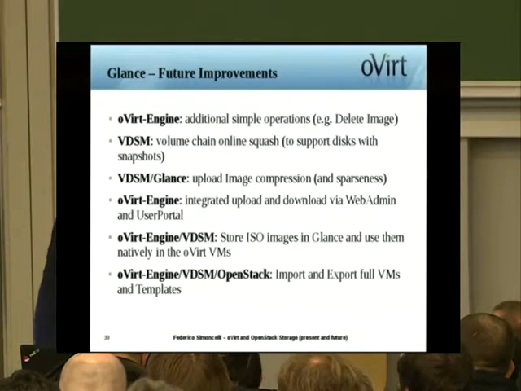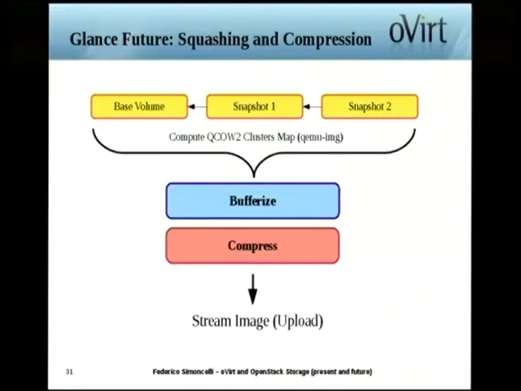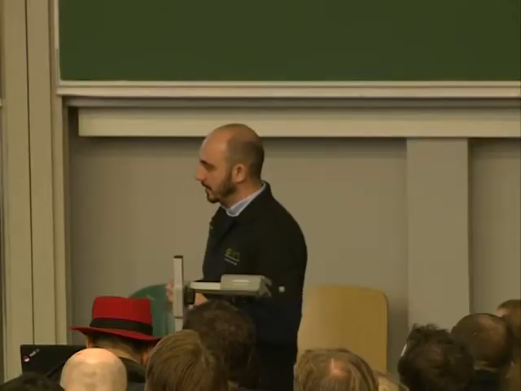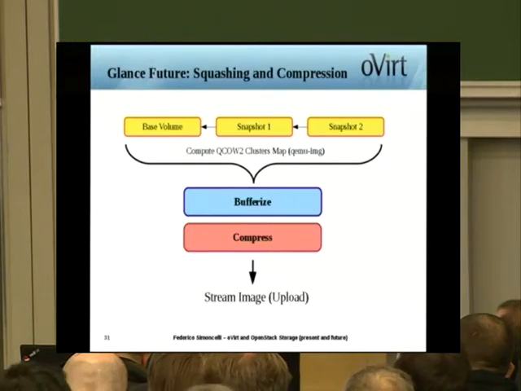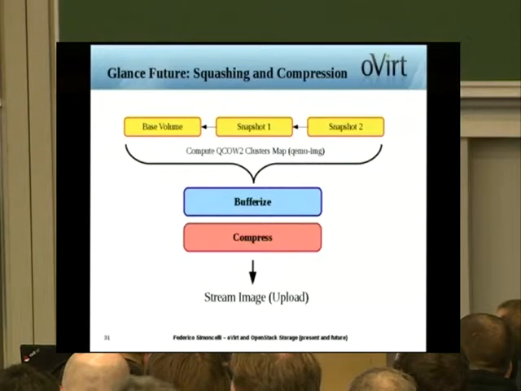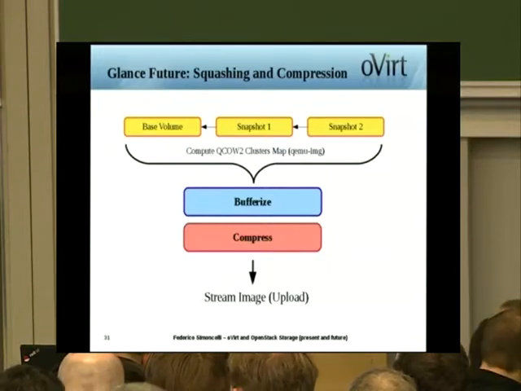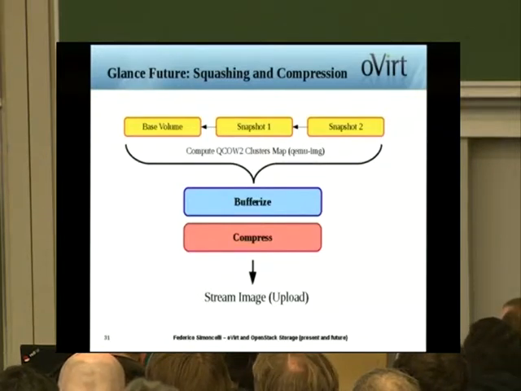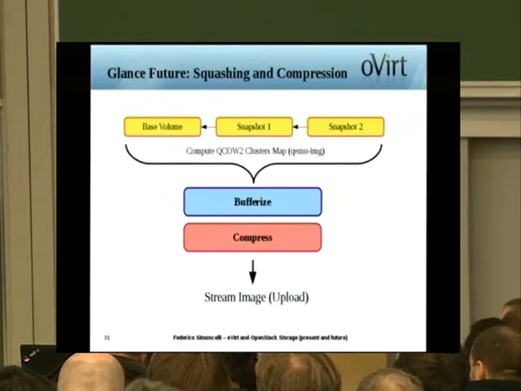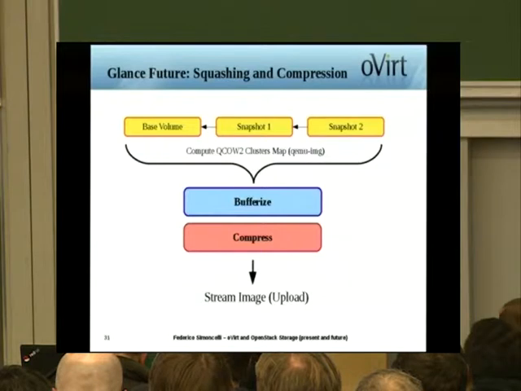So just a few words about the squashing and compression of multiple volume images that we have in oVirt. As we see here, we have an image that has 2 snapshots. Basically, the base volume can be either raw or QCOW, it doesn't matter, but snapshot 1 and snapshot 2 are 2 QCOW volumes. And in order to squash the image and see just the latest version, we have to compute the map of the clusters that are scattered around these 3 volumes.